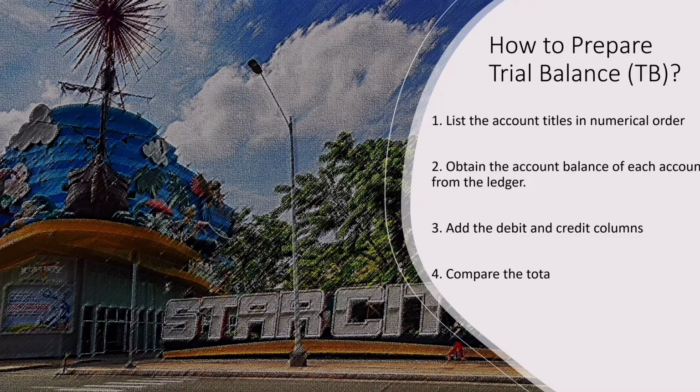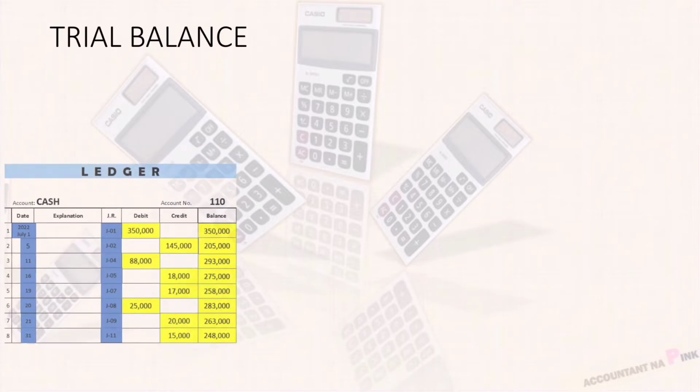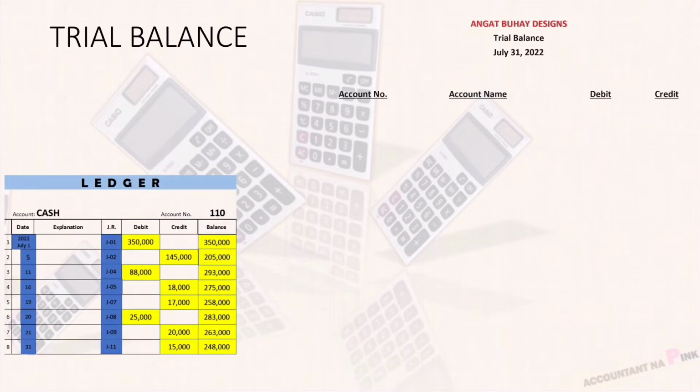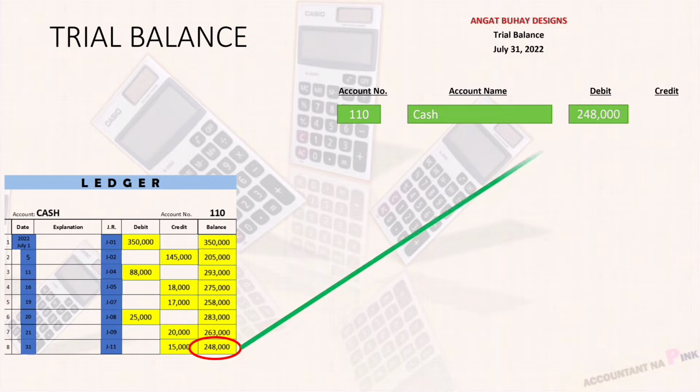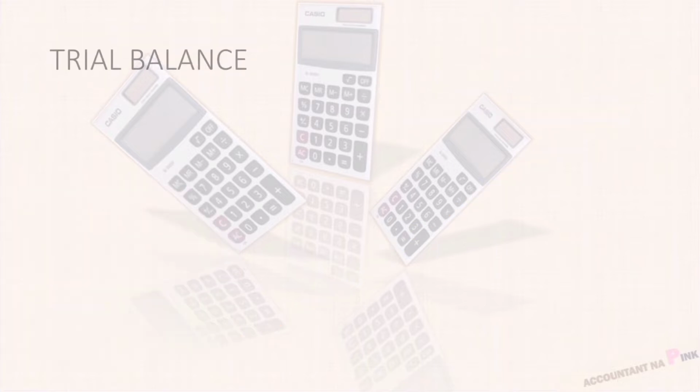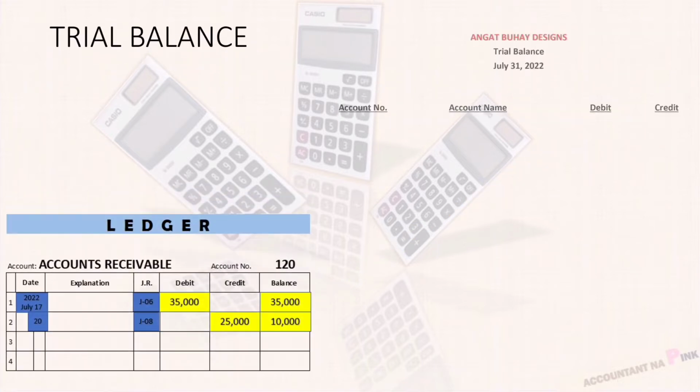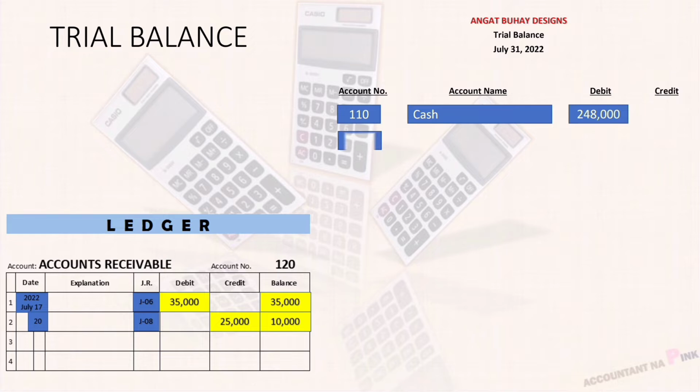Fourth, compare the totals. So here, in this particular example, we transfer the ending balance of cash from the ledger to the trial balance. That is 248,000 pesos. So we transfer to the debit column. Why debit column? Debit column because cash is an asset account.